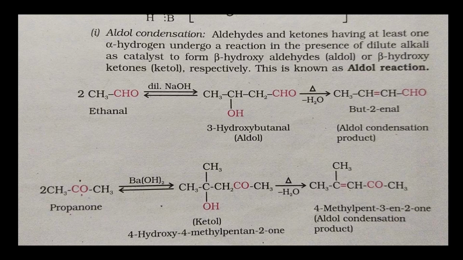First one, aldol condensation. Aldehydes and ketones having at least one alpha hydrogen undergo a reaction in the presence of dilute alkali as a catalyst to form beta-hydroxyaldehydes, which is aldol, or beta-hydroxyketones, which is ketol, respectively. This is known as aldol reaction. Ethanal, in the presence of dilute NaOH, changes to 3-hydroxybutanal, which is an aldol, in a reversible reaction, and the aldol, in the presence of heat and H2O, changes to but-2-enal, which is an aldol condensation product.